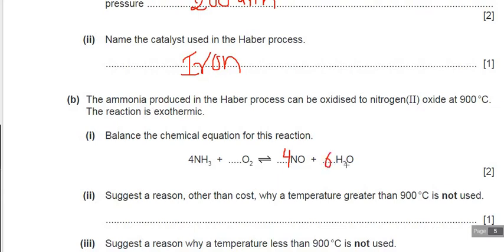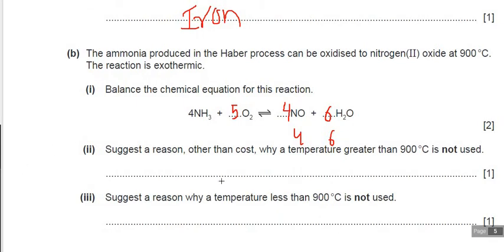6 2s are 12. Now nitrogen is balanced, hydrogen is balanced, but look at the oxygen. On the product side oxygen is 4 and 6, that is 10. Here it is 4, here it is 6, so 6 plus 4 is 10. On the reactant side it is just 2, so I will write down 5. 5 2s are 10. So this is the balanced equation.